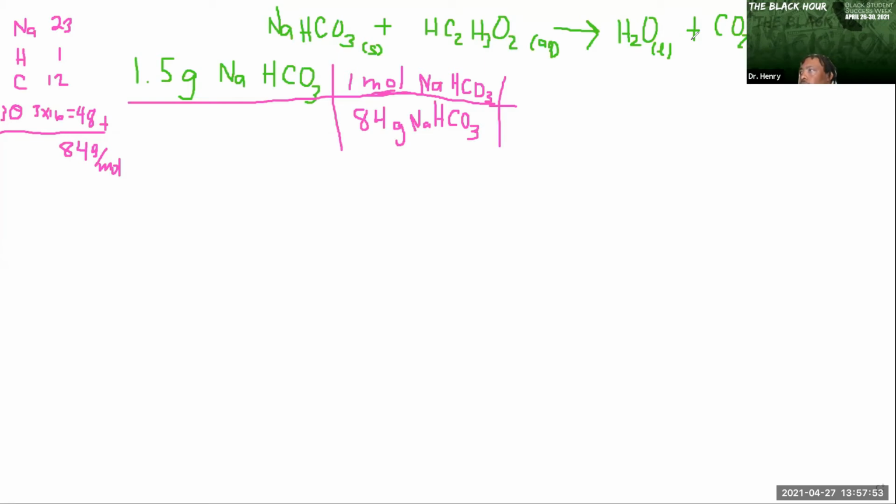Are they both 1? They're both 1. So it's a 1-to-1 ratio, okay? So then I could say for every 1 mole of sodium bicarbonate, I'm going to get 1 mole of carbon dioxide. Does that make sense? Oh, because it's quantity. That's right. So that's why it's important that you understand that we're talking about quantity, right?